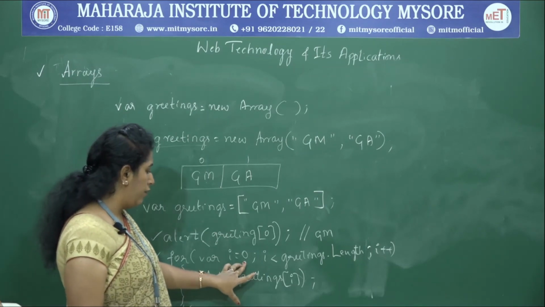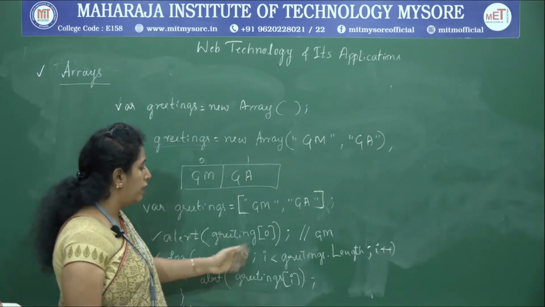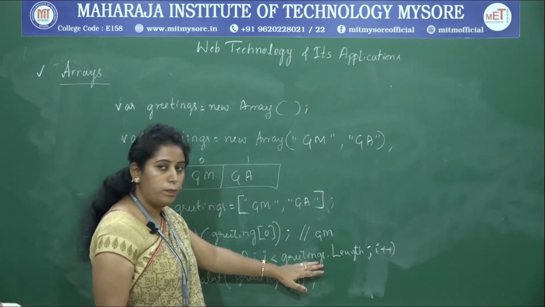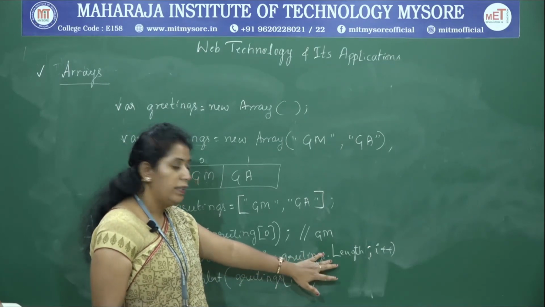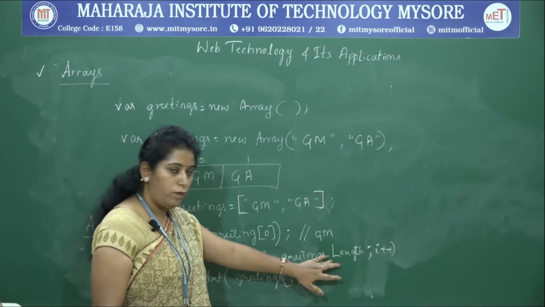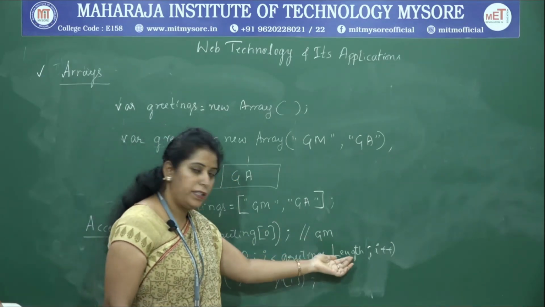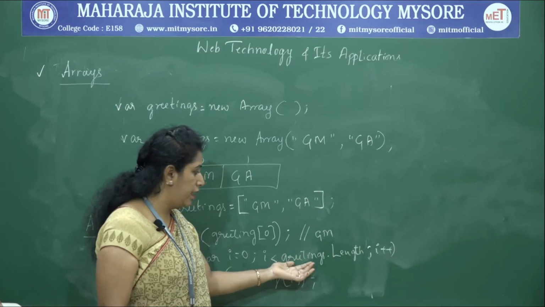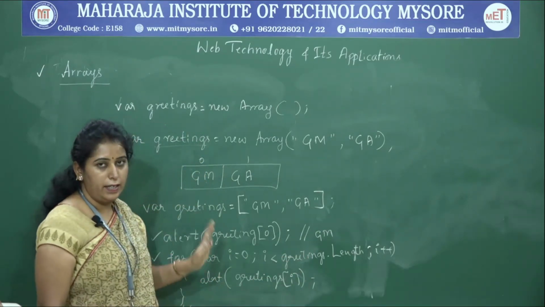Since i is started from 0, it prints the 0th index. Next, it is going to print the elements of an array until it exceeds the length of the array. So to find the length of an array, I can call the property length. Of which array? Greetings array. So this is how we can access the array elements.